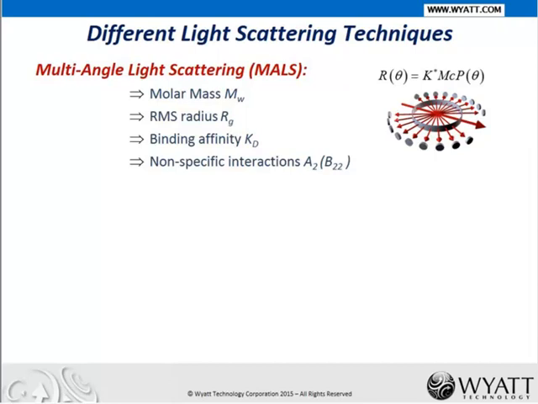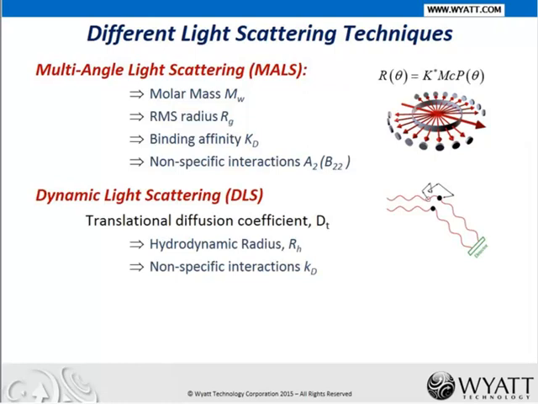B22. Dynamic light scattering, on the other hand, can measure the fluctuation of scattered light as a function of time. And from that, we can calculate the translational diffusion coefficient. Then we can obtain the hydrodynamic radius. We can also measure another non-specific interaction parameter called kD, small k, big subscript D. Not to be confused with the other KD, big K, big subscript D, the binding affinity. There are two different things.